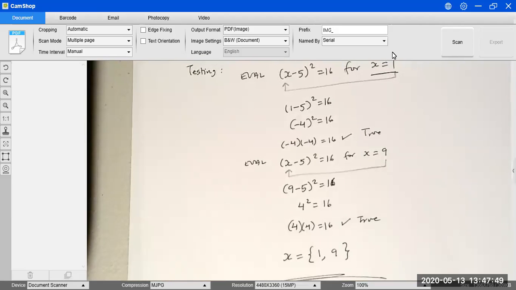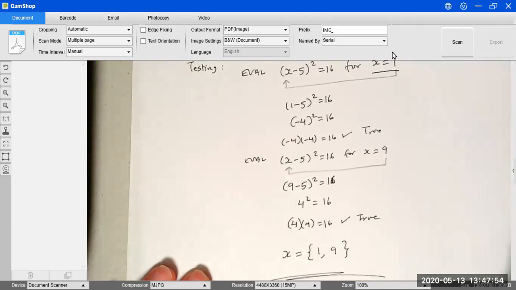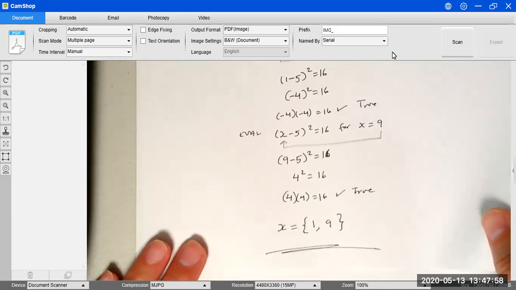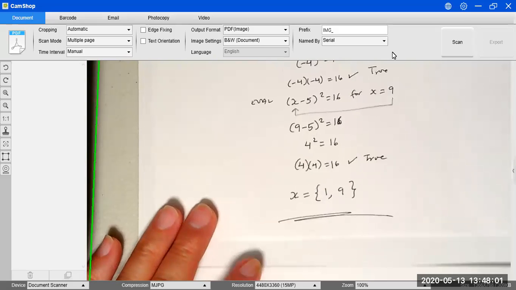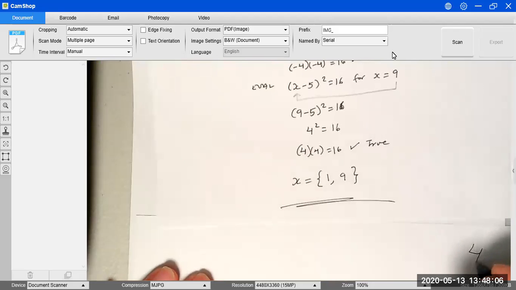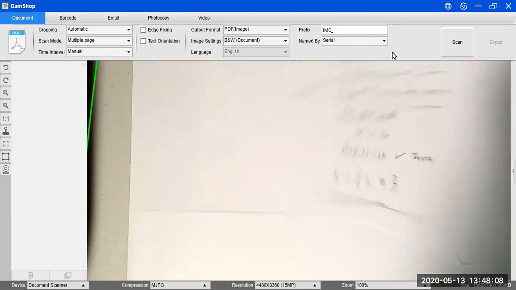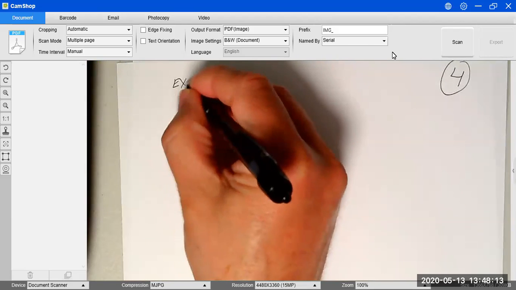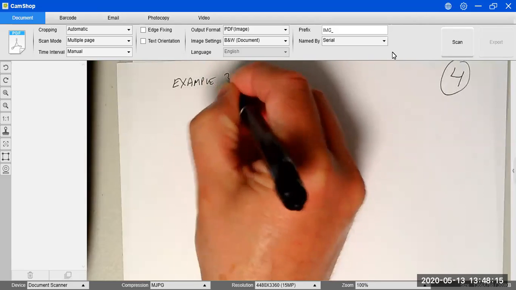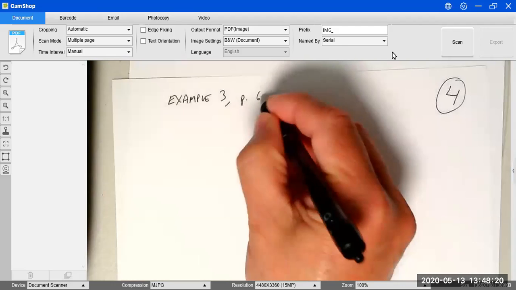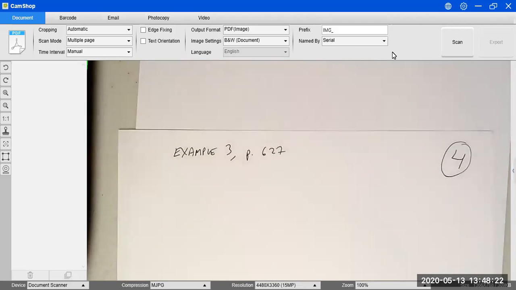So I'm going to solve one more problem, and then I'm going to give you problems to solve. In that, we're going to finish the first section of this chapter, and two more sections, and then we finish everything corresponding to this course. So let's work on example 3. Example 3 is on page 627.